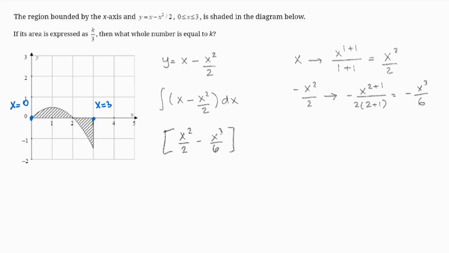Now, look at the graph. The curve crosses the x-axis at x equals 2. From 0 to 2, the area is above the axis, so it is positive. From 2 to 3, it's below, so it's negative. To find the total area, we must take the absolute value of the bottom section.